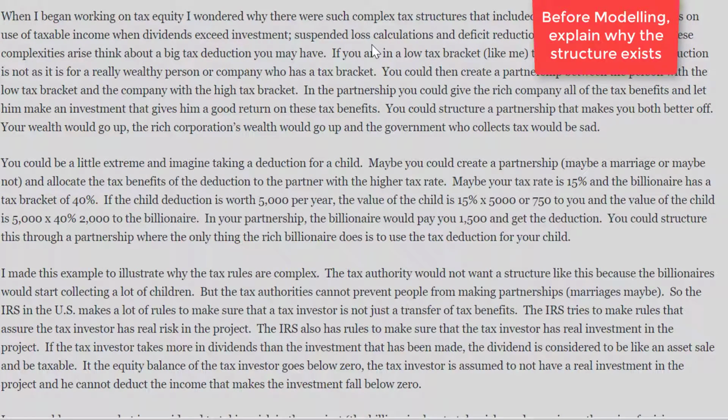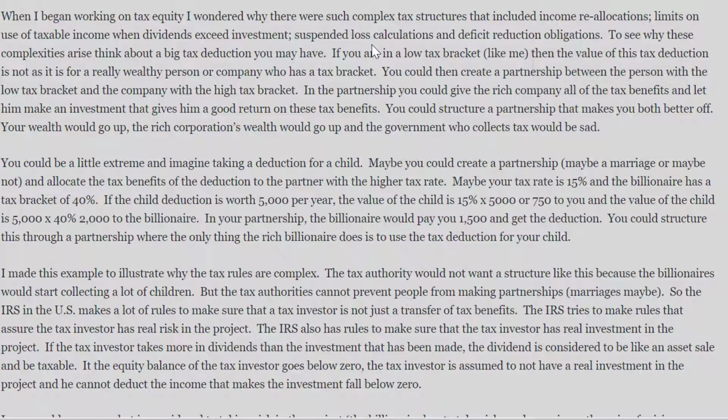Here's what I was thinking when I was walking around thinking about this: here's what the tax authorities are trying to do. Pretend there are two people, one, me, who's really poor and has a low tax bracket, and another, Elon Musk, who's really rich. Probably still got a low tax bracket, but pretend he's got a high one, some billionaire. Okay.